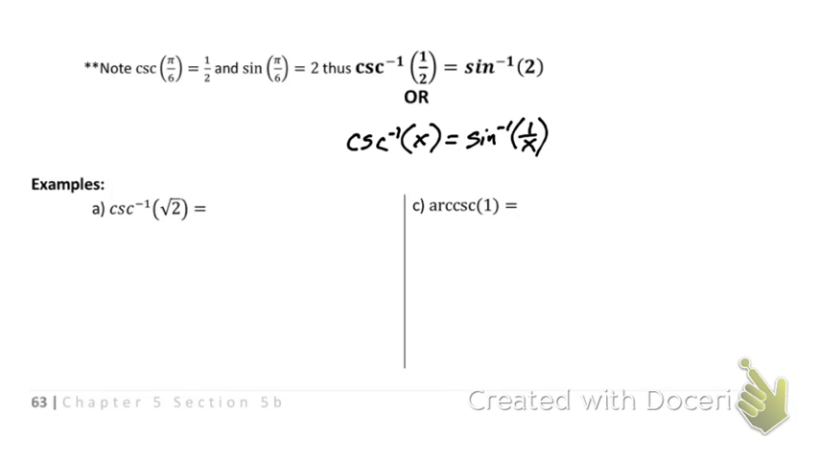And what I want us to do is put a note on the side. When I ask you to find the cosecant of an angle, say cosecant of x, I want you to think 1 over sine of x. Oh, I'm sorry, cosecant.